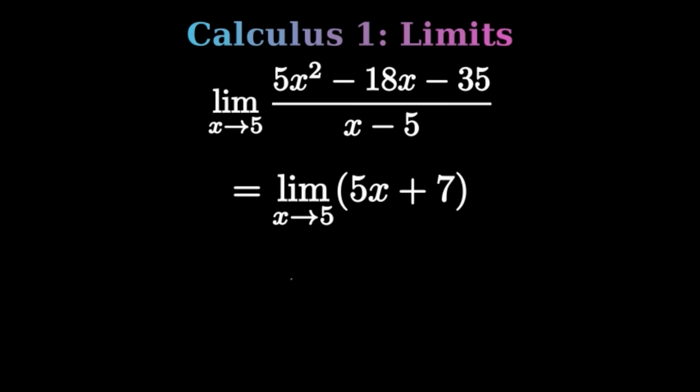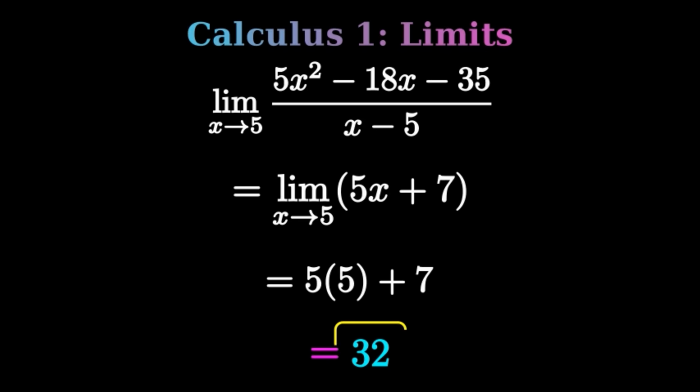We have 5 times 5 plus 7. Well, 5 times 5 is 25 plus 7 is 32. And it looks like we got a numeric value. So let's go ahead and answer this question. The limit as x approaches 5 of 5x squared minus 18x minus 35 over x minus 5 is 32.